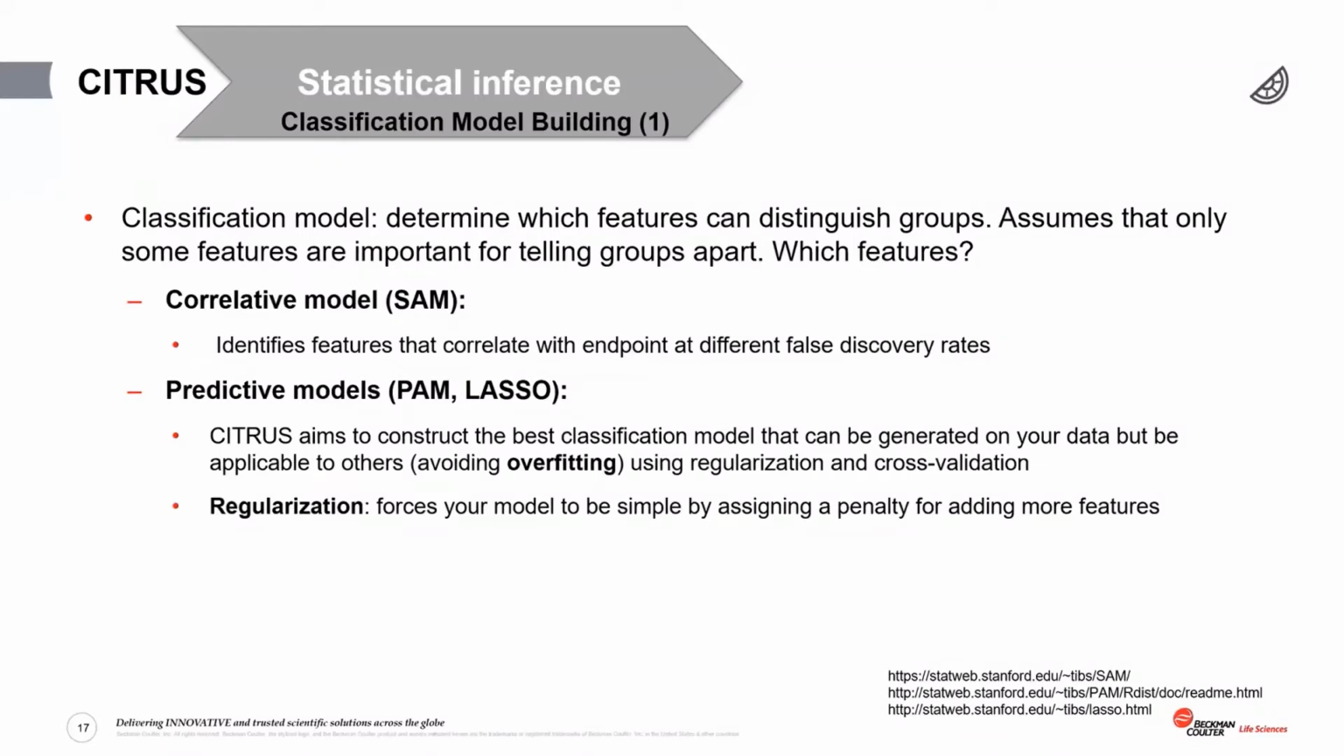To prevent that overfitting, PAM and LASSO use methods of regularization and cross-validation, which I didn't use in my very simple fruit model. Regularization assigns a penalty to the model for adding more features. This rewards the simplest model that can be the most broadly applicable.